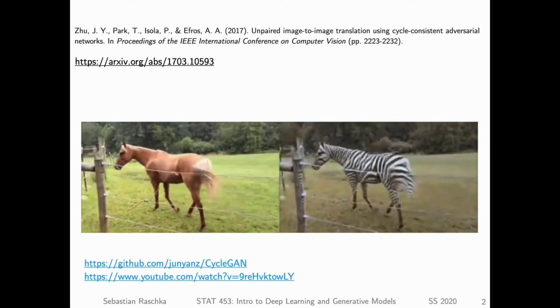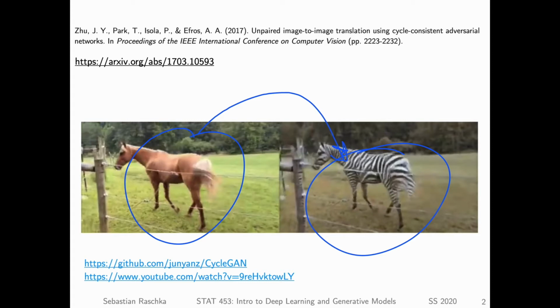I think this video looks super cool. They took a video of an existing horse moving, and then they projected the pattern of a zebra onto the horse. And I think this looks pretty realistic. I mean, this kind of looks like a zebra, right? So that is one cool application of a GAN.